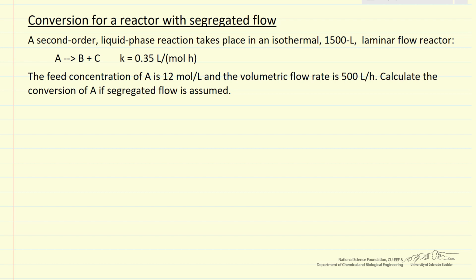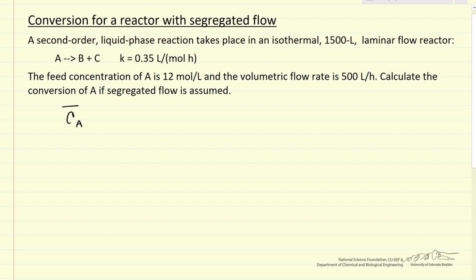In this problem, we're going to model a laminar flow reactor as having segregated flow. What that means is we can envision small packets of material moving through the reactor without mixing with packets next to them. So each little packet behaves like a batch reactor. To calculate the conversion, we have to add up all these little batch reactors, and that is based on how long they spend in the reactor, which is based on the residence time distribution.